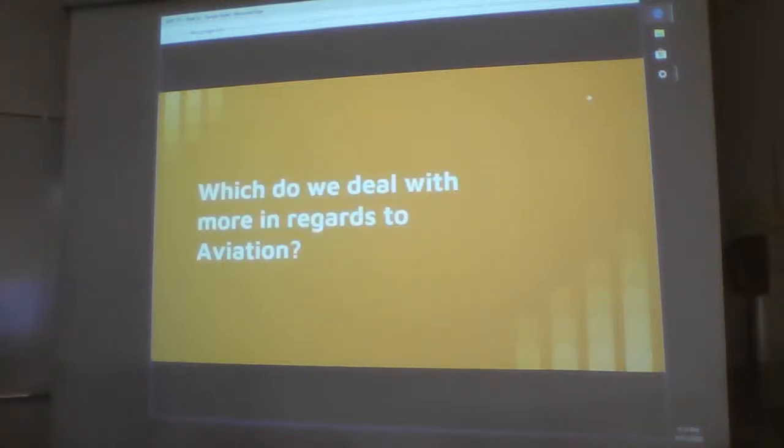Which one do we deal with more in regards to aviation? Well, we deal with both of them the same, I would say. We deal with static electricity because when we're flying through the air, the plane builds up a lot of static electricity, and that static electricity needs to be dissipated somewhere and needs to be dissipated safely. So we have certain components that can do that.